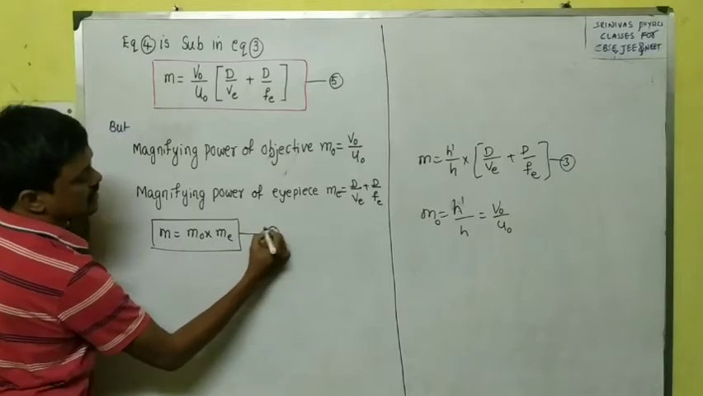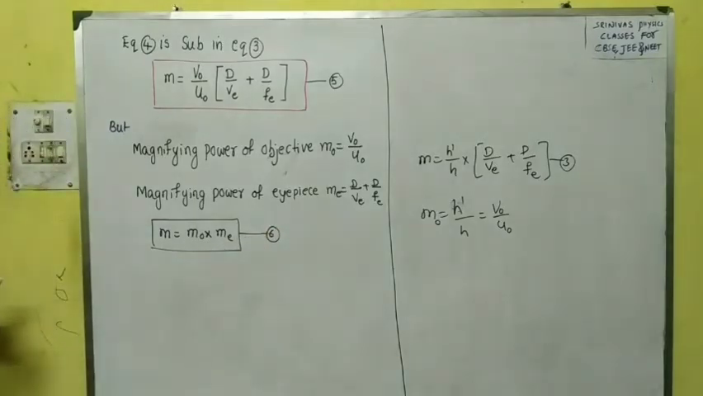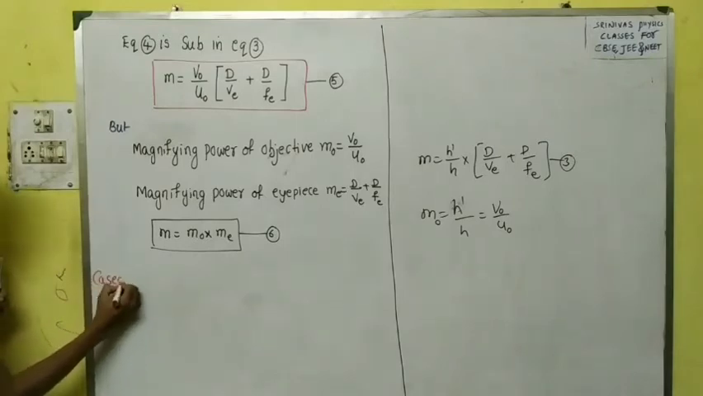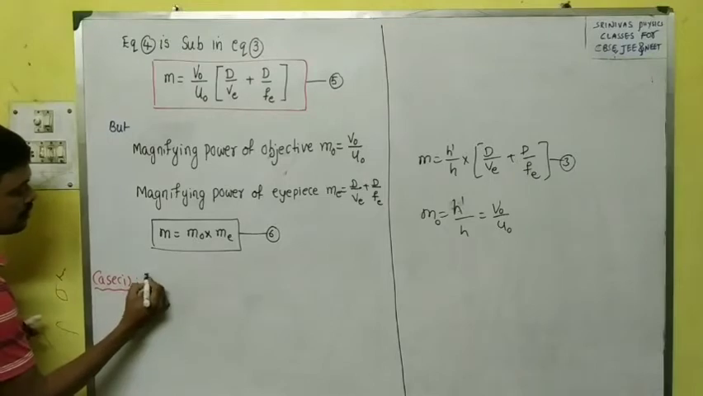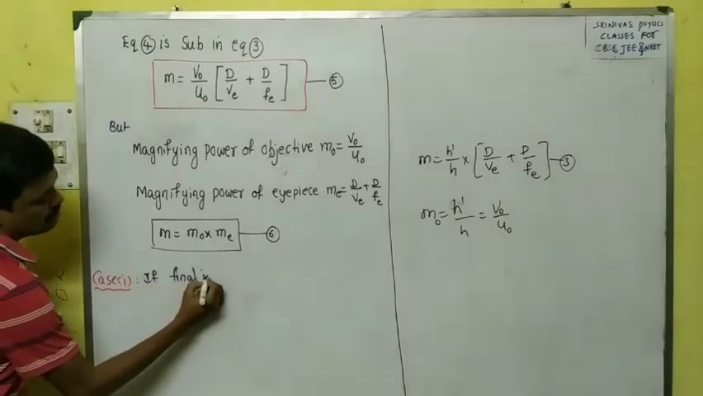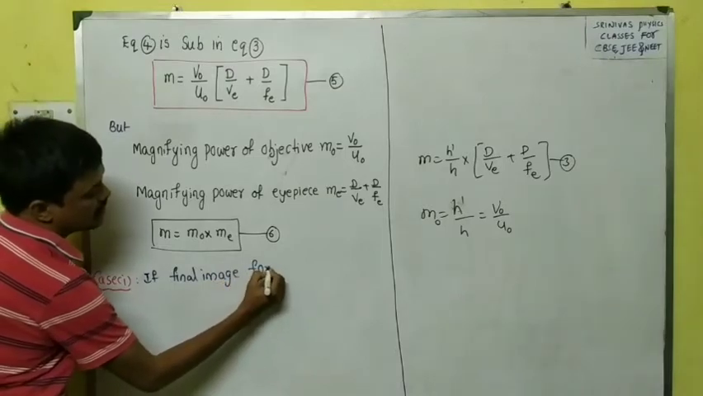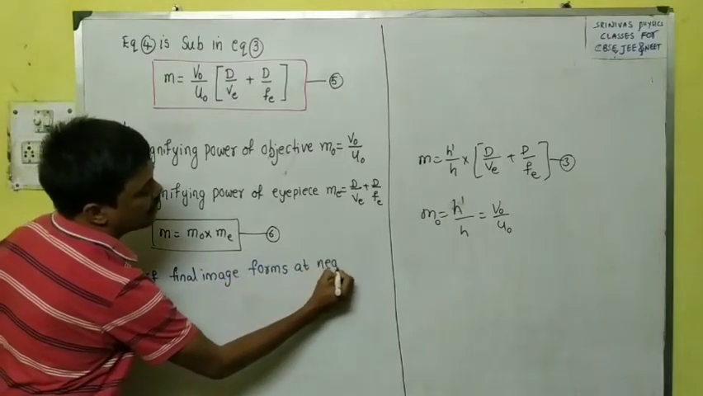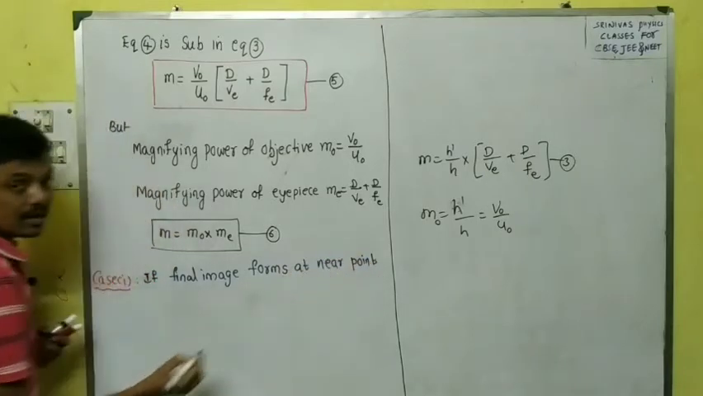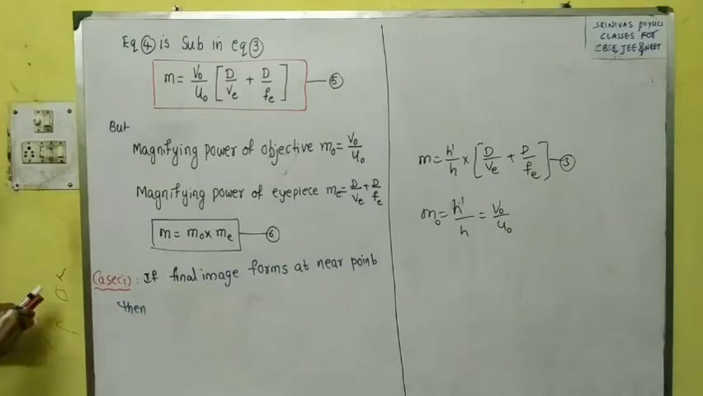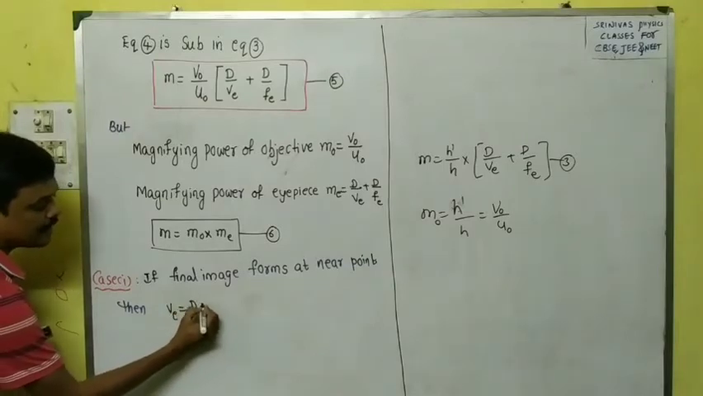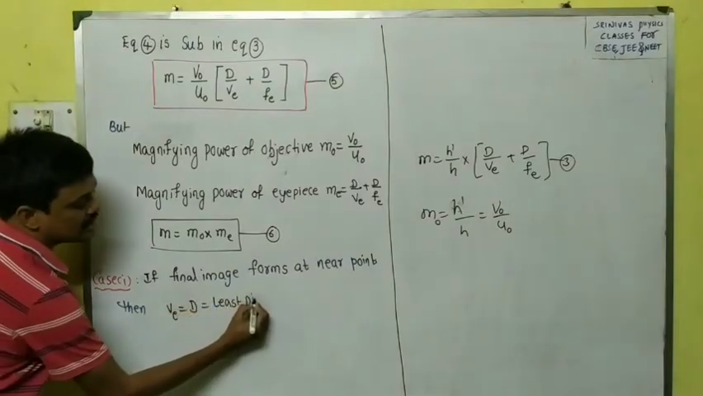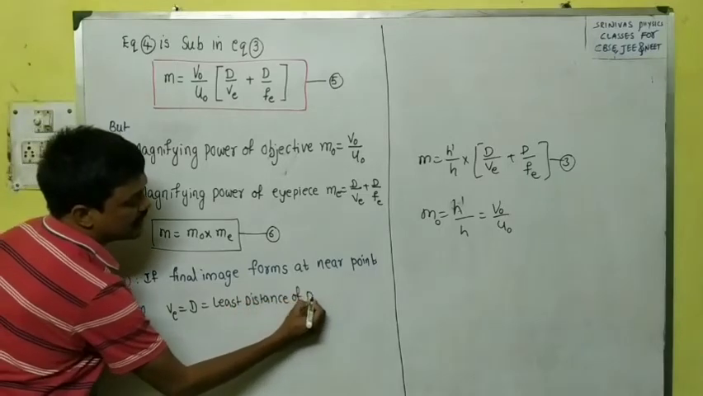This is equation 6. Now, let us discuss a few cases. Case 1 is that if a final image forms at the near point, then the final image distance is equal to D. D is called the least distance of distinct vision.